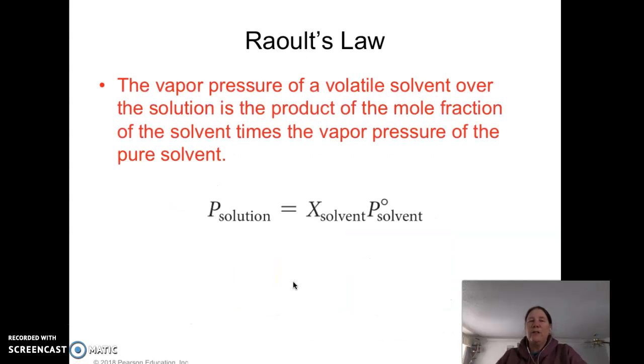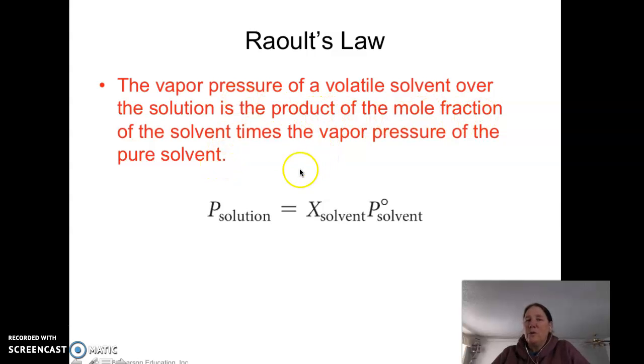In order to figure out vapor pressure, they use something called Raoult's law. The vapor pressure of a volatile solvent, and a volatile solvent would be like your organics, gasoline, things that, remember I said if it's volatile, it has an odor. But anyway, a volatile solvent over the solution is the product of the mole fraction of the solvent times the vapor pressure of the pure solvent. And you're just like, huh?